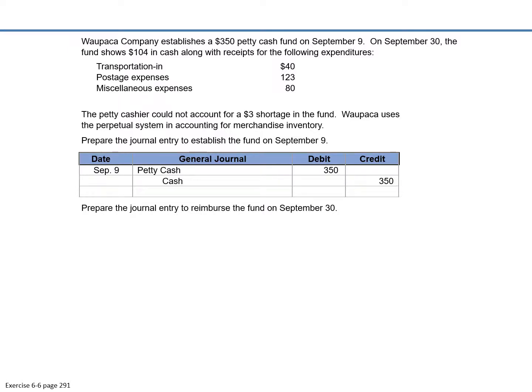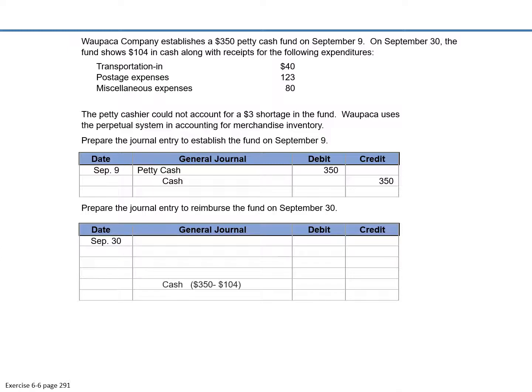So then they want us to prepare the journal entry to reimburse the fund on September 30th. So here's what that looks like. The cash we started with was 350. There's 104 left at the end of the period. So 350 minus 104 is the reduction in cash, 246. And then we need to record the activity to their appropriate accounts.